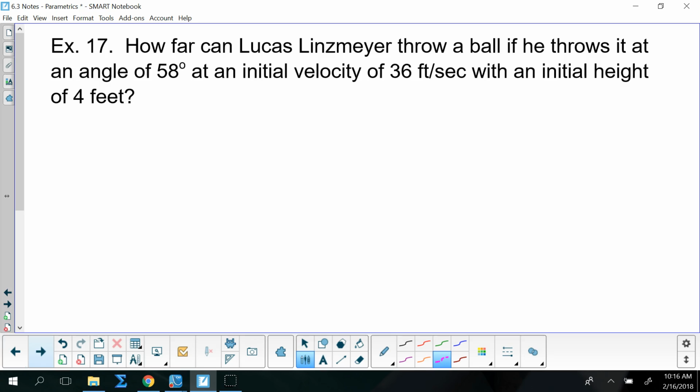I like this one. How far can Lucas Linsmeyer throw a ball if he throws it at an angle of 58 degrees with an initial velocity of 36 feet per second at an initial height of 4 feet? Find me how far he can throw that ball. What are my x and y equations?